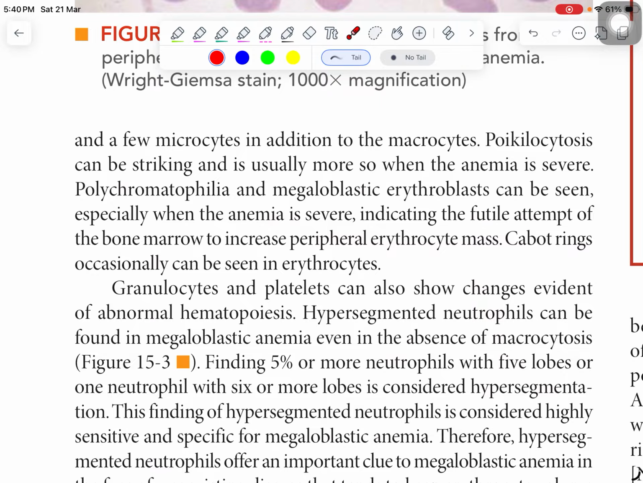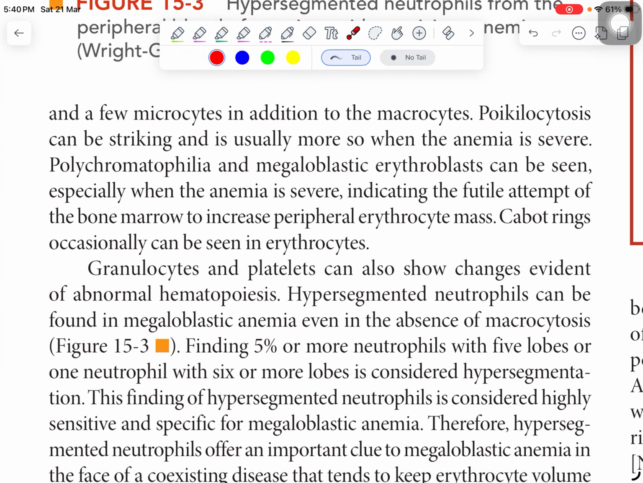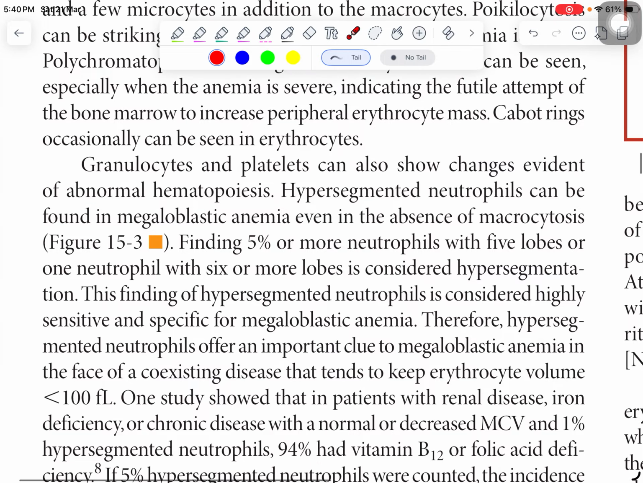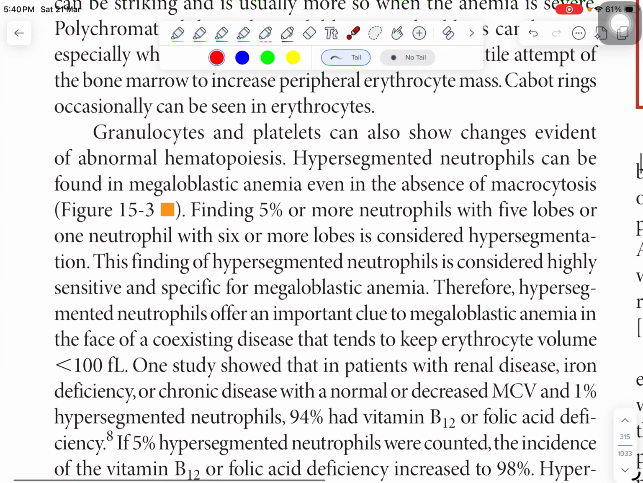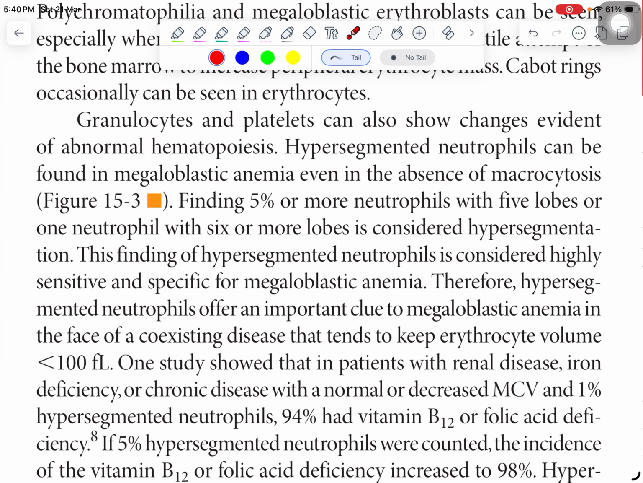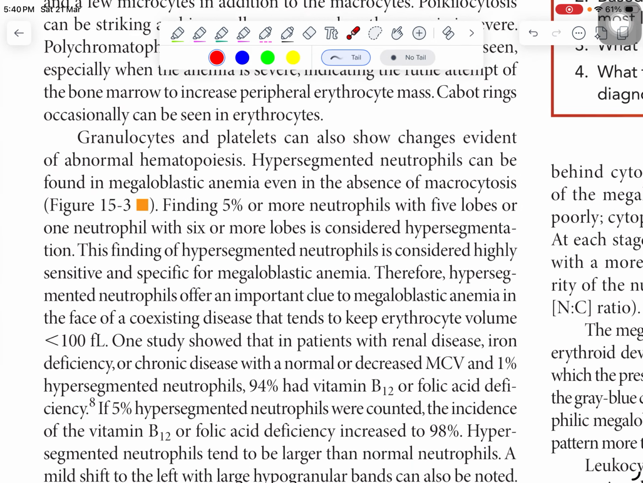Polychromasia, chromatophilia, and megaloblastic erythroblasts can be seen, especially when the anemia is severe, indicating the futile attempt of the bone marrow to increase the peripheral erythrocyte mass. Cabot rings can usually be seen in the erythrocytes. Granulocytes and platelets can also show changes evident of abnormal hematopoiesis.